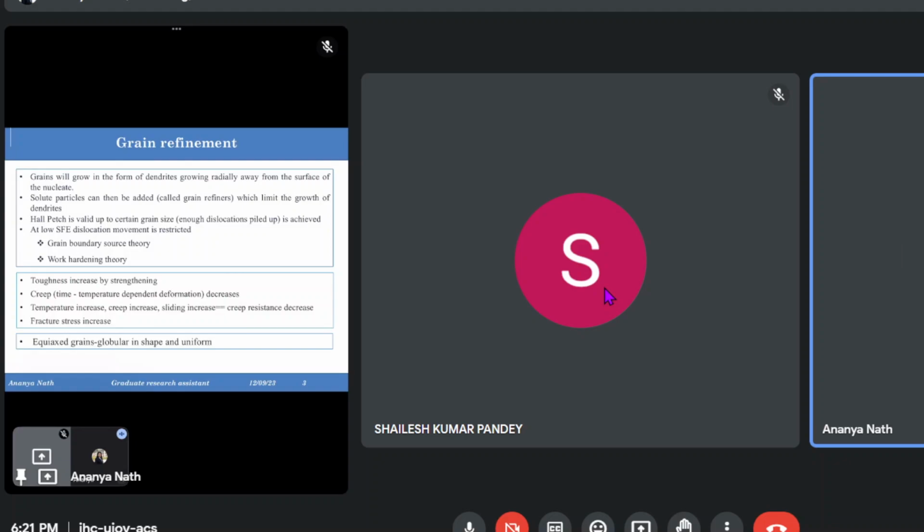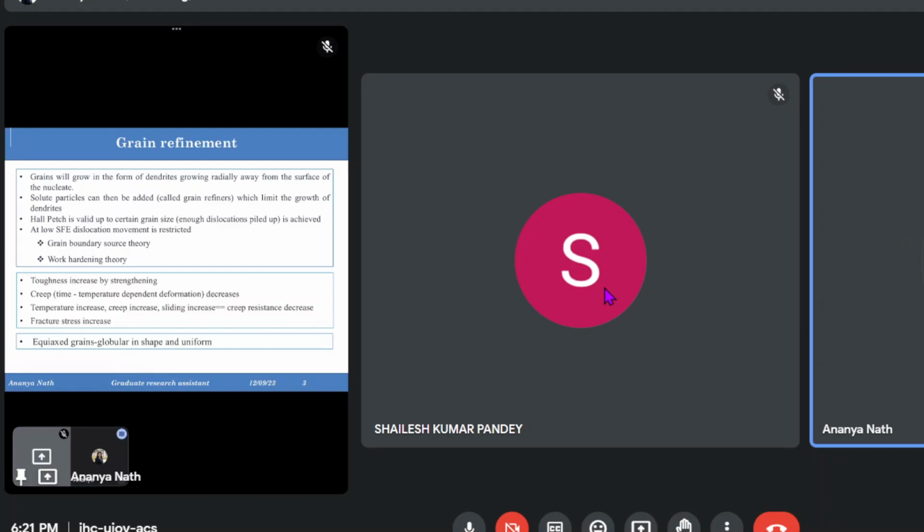Creep is a temperature and time dependent deformation. As temperature increases, creep increases. So basically, the sliding between the grains, or dislocations, increases. As a result, the creep resistance property decreases inside the material, and it also affects the fracture stress. So the fracture stress or the fracture toughness will increase, which is a good property, but it is also dependent upon the application in which you are likely to use the component.